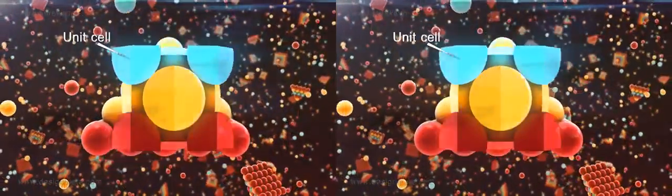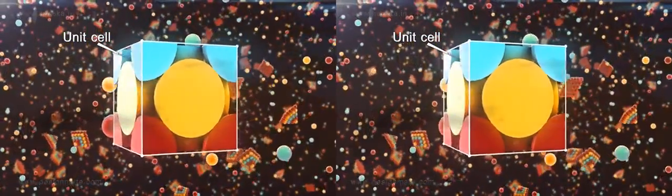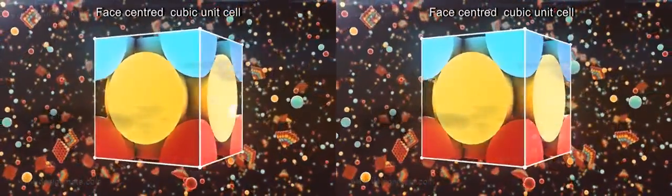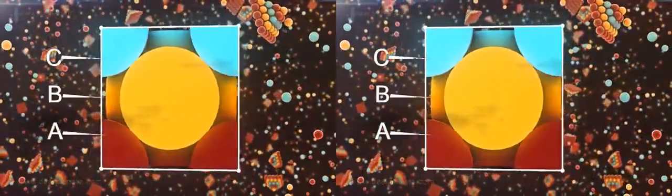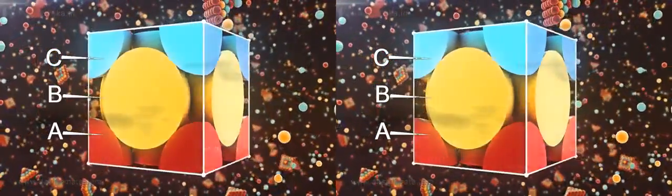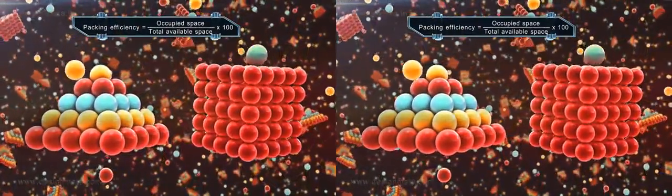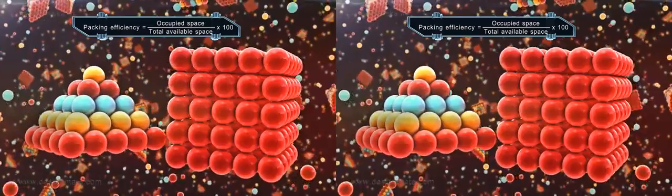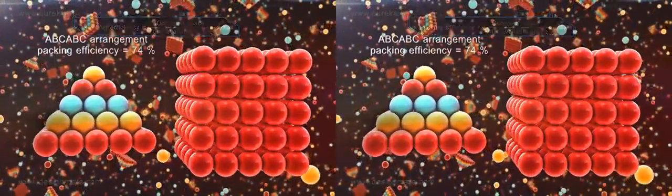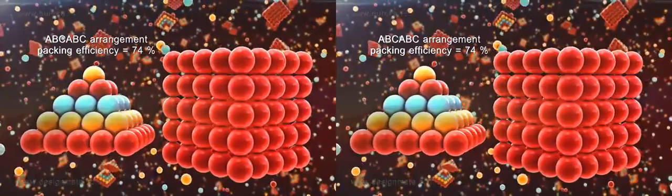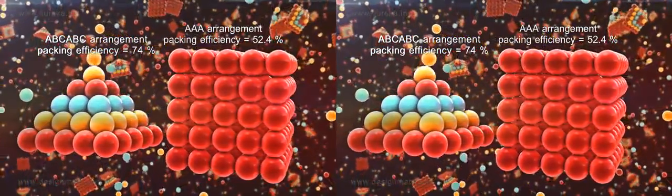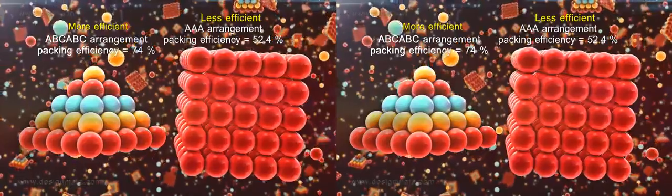If we take out a unit cell from this lattice, it would look something like this. Hence, the ABC arrangement is also called the FCC crystal lattice. The packing efficiency, that is, the ratio of the occupied space to the available space in this arrangement, is found to be 74%. As this is far greater than in the AAA arrangement, this arrangement is obviously more efficient.